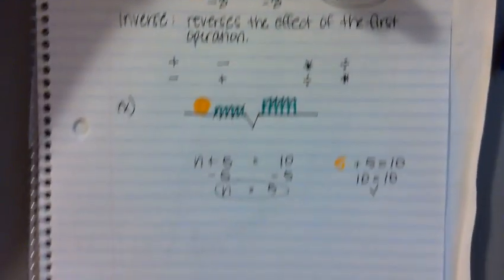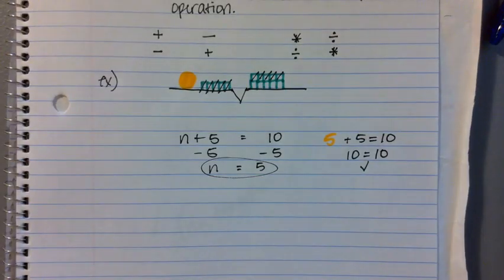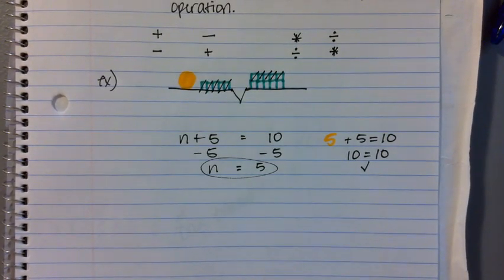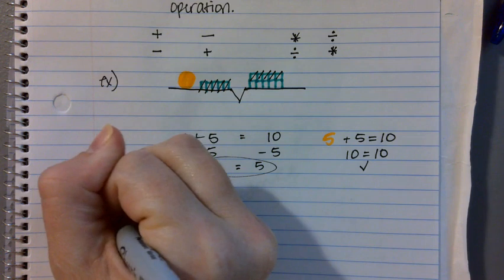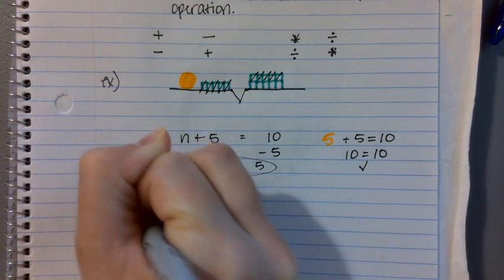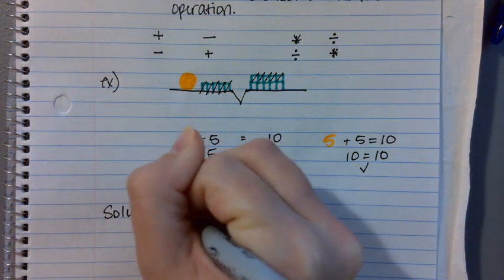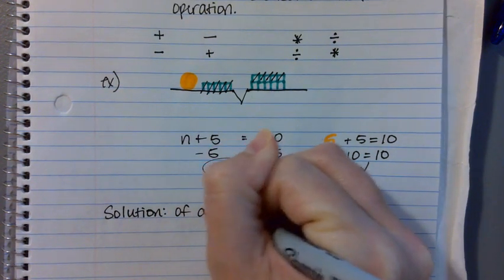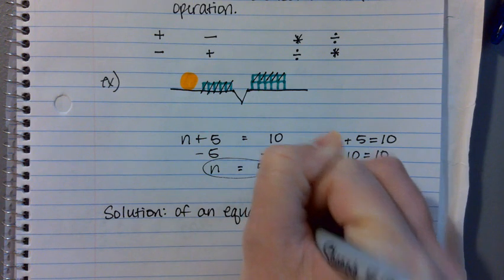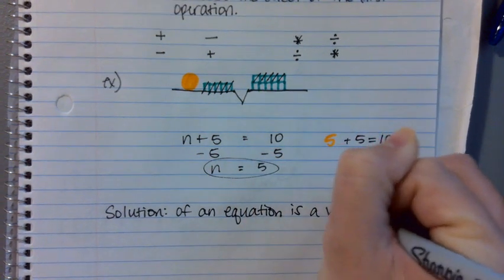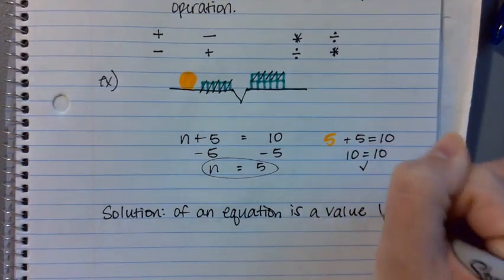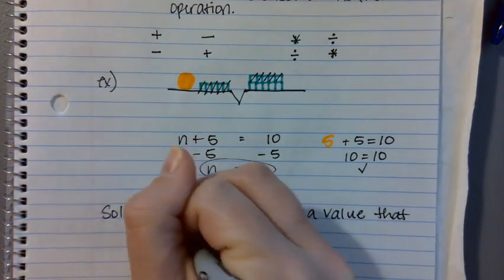So sometimes just double checking to see if a number is a solution to an equation. Another vocabulary term for you is that a solution of an equation is a value that makes the equation true.